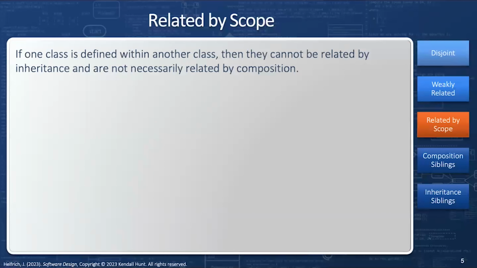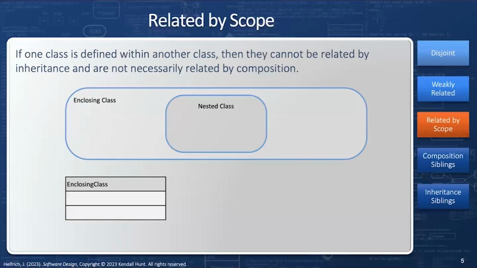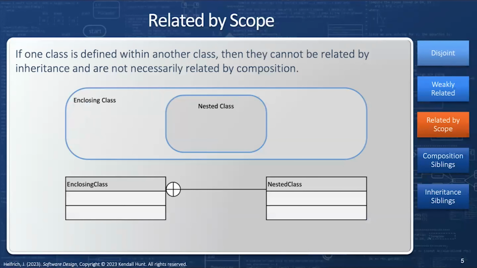The next is related by scope. If one class is defined within another class, then they cannot be related by inheritance, and they are not necessarily related by composition. So I'm going to have an enclosing class and the nested class. The enclosing class and the nested class are going to be defined within. Now notice that the nested class could be related to the enclosing class by composition, association, or aggregation, but not necessarily so.